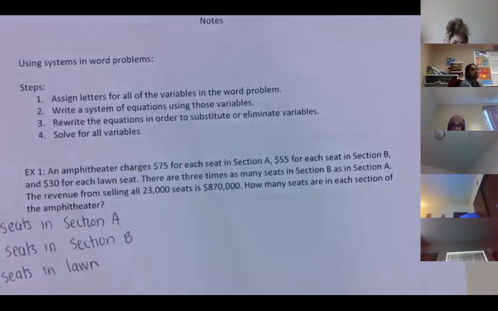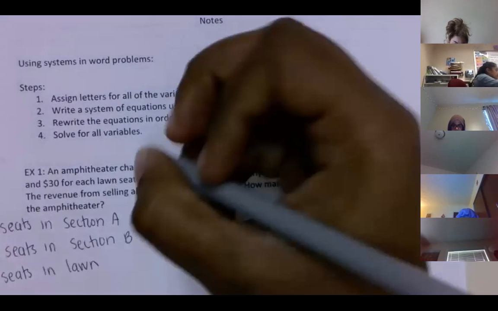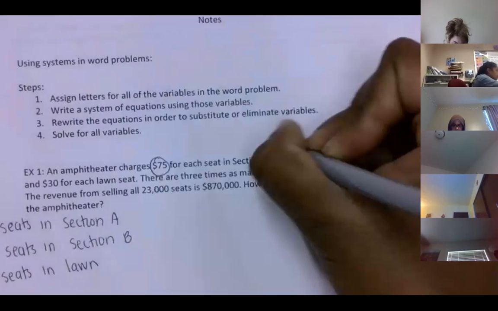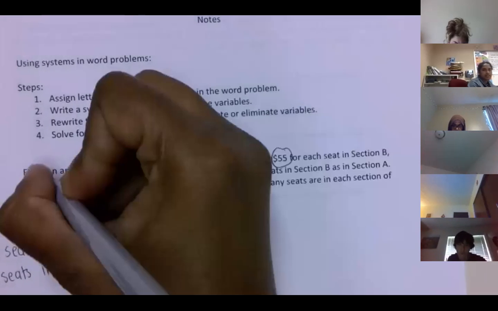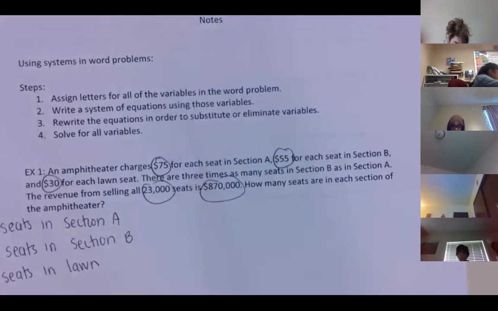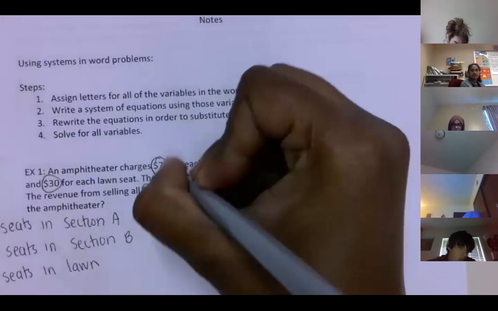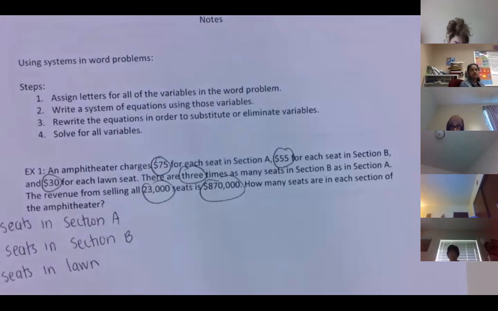The hardest part is step number 2, which is to write a system of equations using those variables. That's where we have to translate the word problem into equations. So what helps me is I always like to circle any numbers that I see, because that helps me focus on what's going to be in my equations. There's also a sneaky 3 right here. So that's one of the numbers as well.